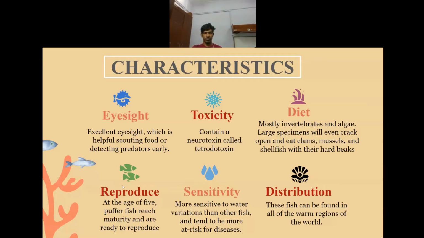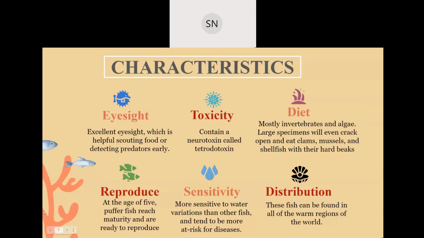Okay, next we go to the characteristics. First one is their eyesight. They have excellent eyesight, which is helpful for scouting food or detecting predators early. Next is their toxicity. They contain a neurotoxin called tetrodotoxin, which is what they are named for. Next is their diet, mostly invertebrates and algae. Large specimens will even crack open and eat clams, mussels, and shellfish with their hard beaks, like Huda said earlier.